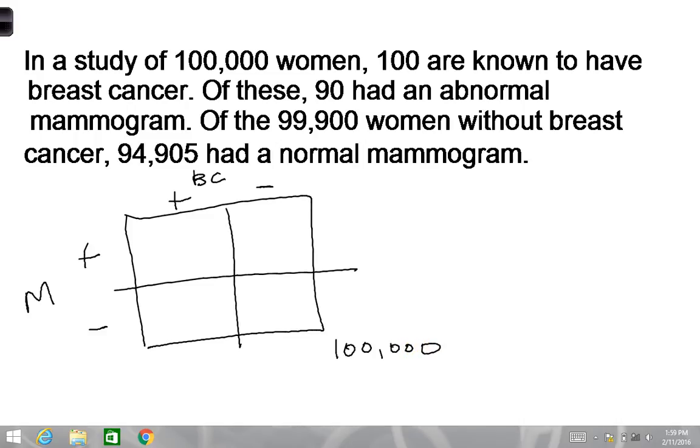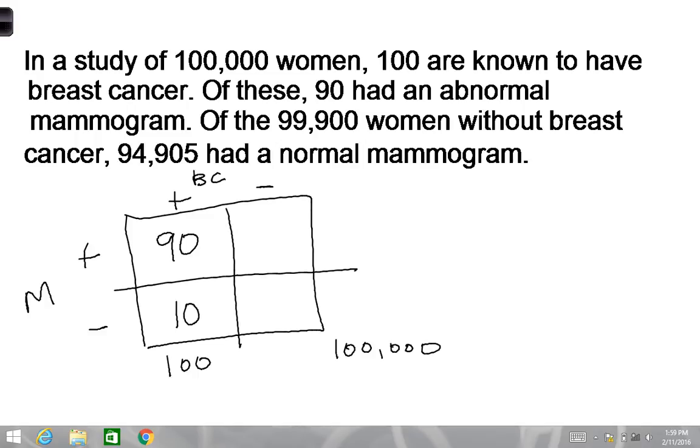And then 100 are known to have breast cancer. So if they have breast cancer, that's going to go in this section here, positive. They have breast cancer, so we'll put 100 here. Of these 100 women, 90 had an abnormal mammogram. So we know that 90 tested positive, essentially. So then we can infer that we have 10 who have breast cancer and had a normal mammogram.